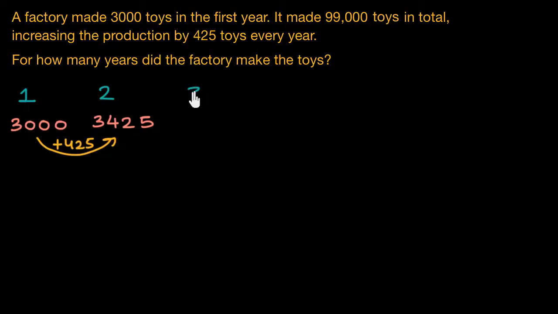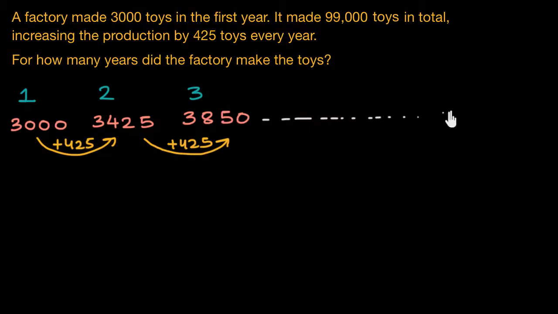Similarly, in the third year of its operation, it again increases the total number of toys by 425 as compared to the previous year. So, the total number of toys now produced by the company at the end of the third year would be 3,850 toys. And this process keeps on repeating until the total number of toys made by the company since the beginning of its operation comes out to be 99,000 toys in total.